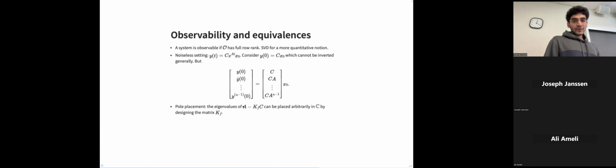But if you can do this, then that means that you could design a dynamical system within the physical dynamics that's happening, and then you can control how those dynamics behave, which is what the Kalman filtering scheme would do. So we'll get to that now. Let's say the system is observable and we want state estimation.